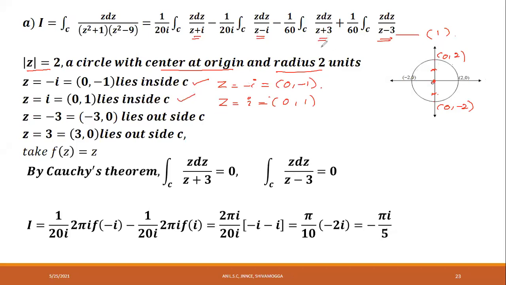And this is not analytic when z plus 3 is equal to 0, or z is equal to minus 3. That means real part is minus 3 and imaginary part is 0. This is minus 2 comma 0. Therefore minus 3 will be somewhere here. Clearly it lies outside C. And this is not analytic when z minus 3 is equal to 0, or z is equal to 3, which is 3 comma 0. This is 2 comma 0. 3 comma 0 will be somewhere here. Therefore this lies outside C.